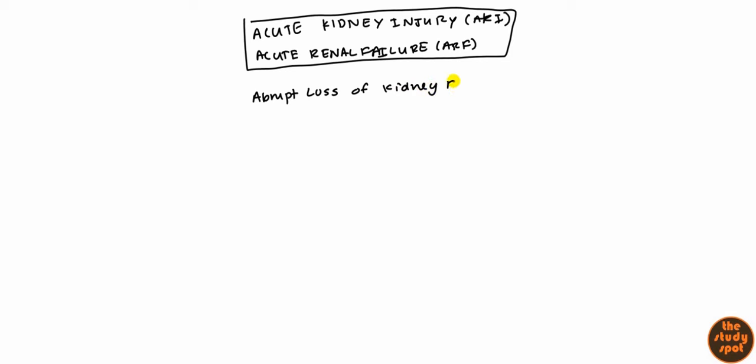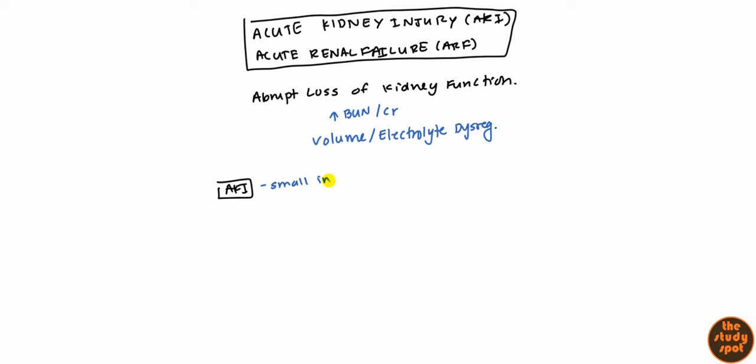So how do we know when the kidney is not functioning? One is oliguria, which is low urination, but also increased BUN and creatinine, or any abnormalities in the volume and the electrolytes. So this is a general definition of both of these terms. Let's start talking about the difference between acute kidney injury and acute renal failure. Acute kidney injury is defined as any type of small incremental loss of kidney function.